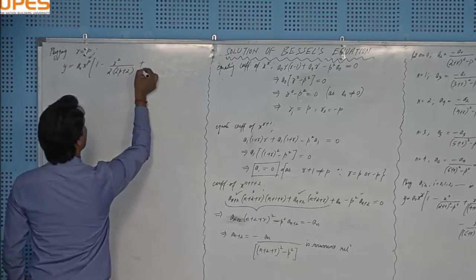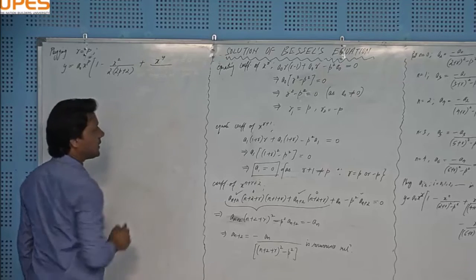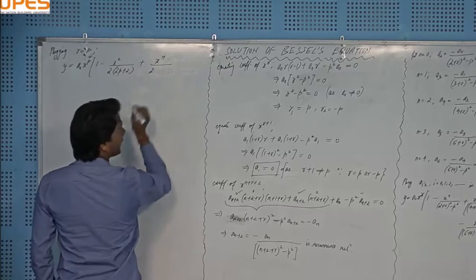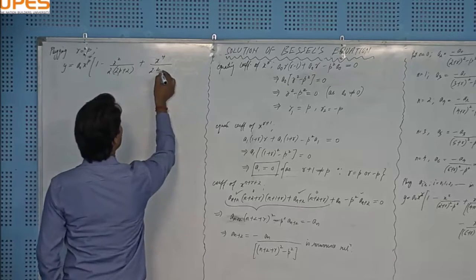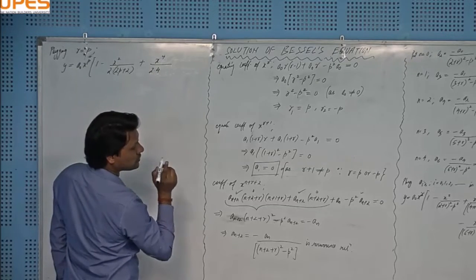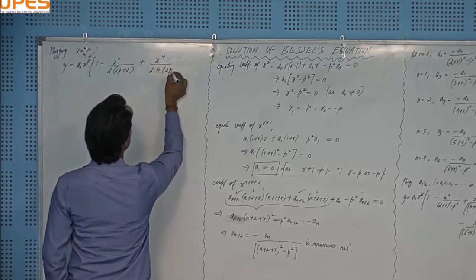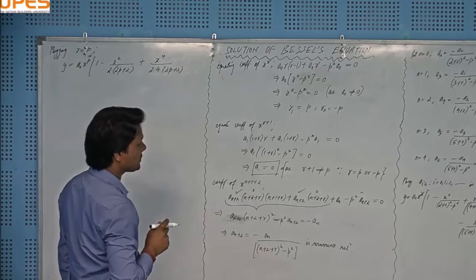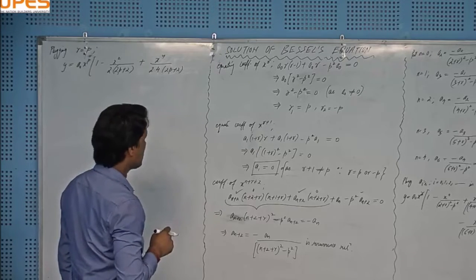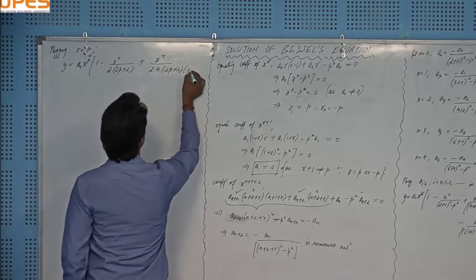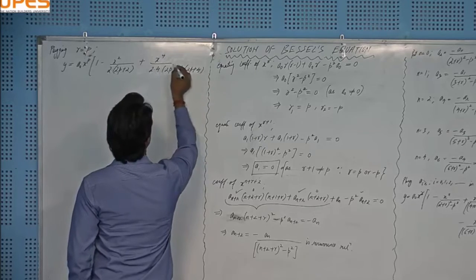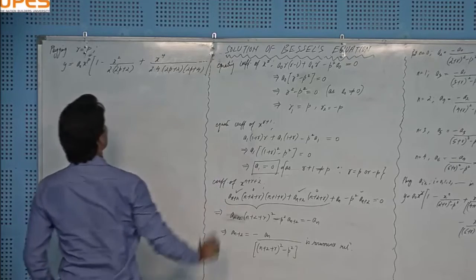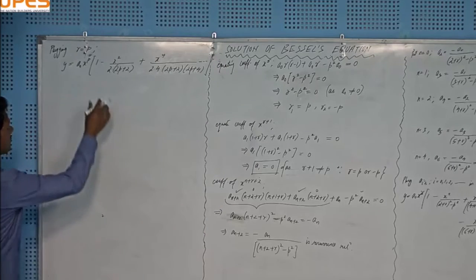And next term will be x to the power 4 divided by 2 and 4 and 2p plus 2, right? And from there you will get 4 plus p plus p, that is 2p plus 4, 2p plus 4, right? So your series will be like this. I am not writing the next terms, right? I have to generalize it from here.